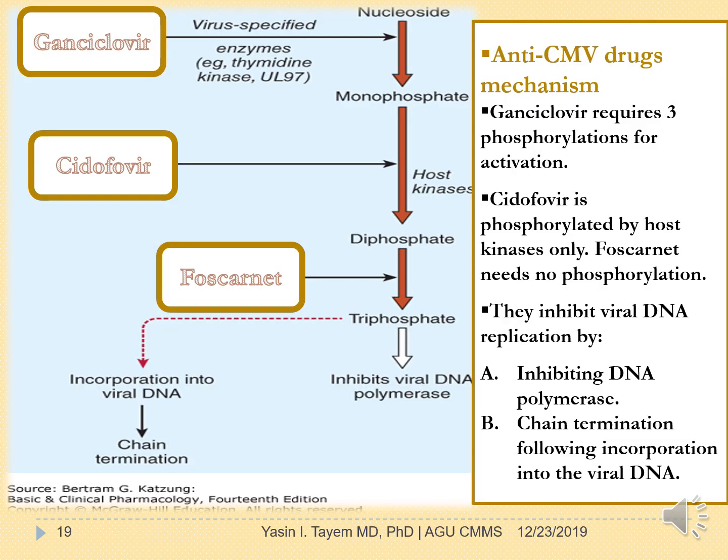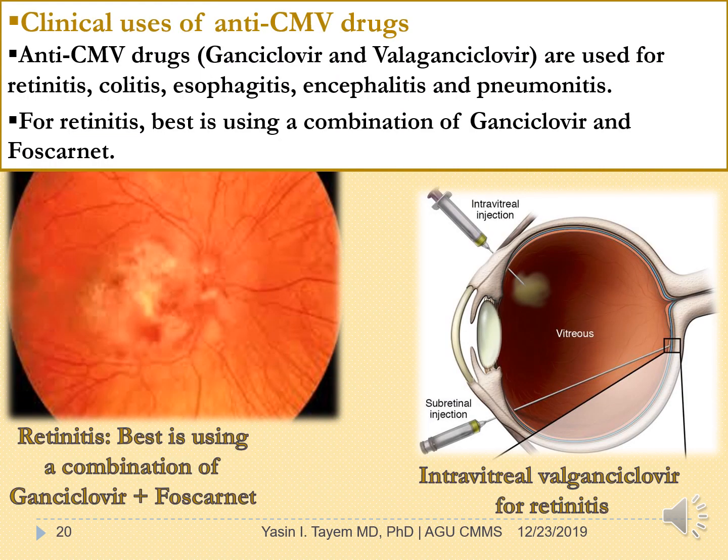The mechanism of action of anti-CMV drugs is exactly the same as acyclovir. However, cidofovir is phosphorylated by host enzymes only, while foscarnet needs no phosphorylation. Otherwise, the mechanism of action is the same as acyclovir. Ganciclovir and valganciclovir are used for retinitis, colitis, esophagitis, encephalitis, and pneumonitis. However, for retinitis, the best is to use a combination of ganciclovir and foscarnet.